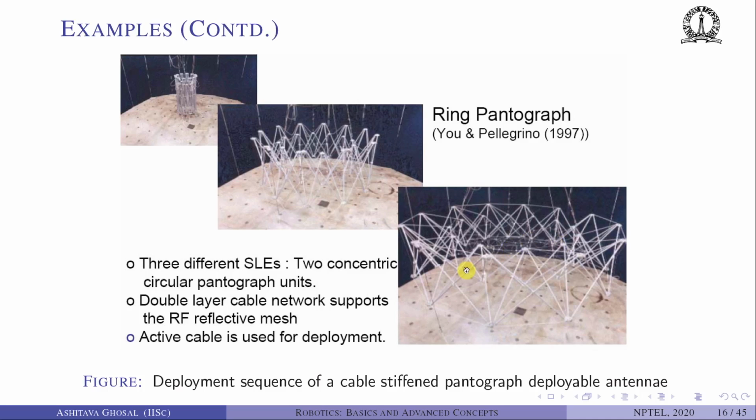A cable stiffened deployable antenna, because these passive cables can be used to stiffen this whole mechanism after deployment. Somewhere inside here there will be a mesh which will reflect the incoming electromagnetic radiation. So there will be an RF reflective mesh which basically gives the function of an antenna.